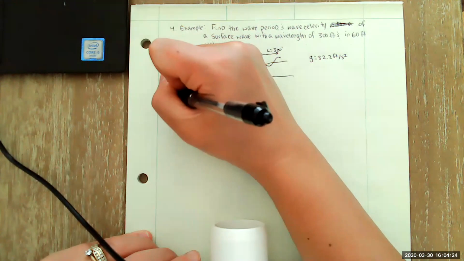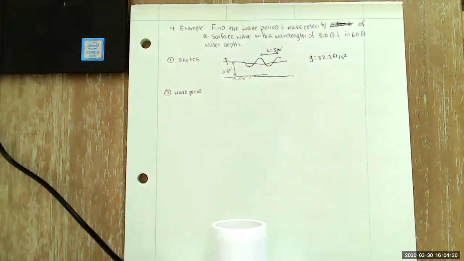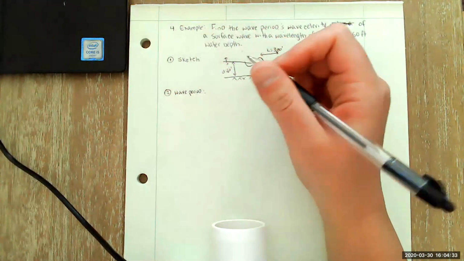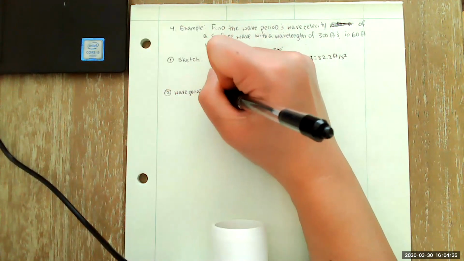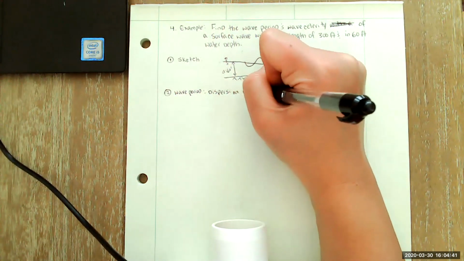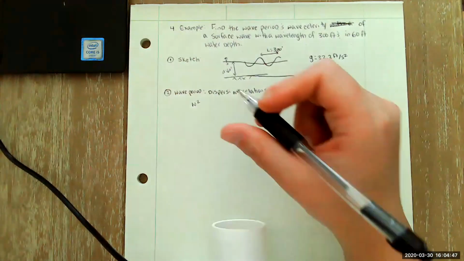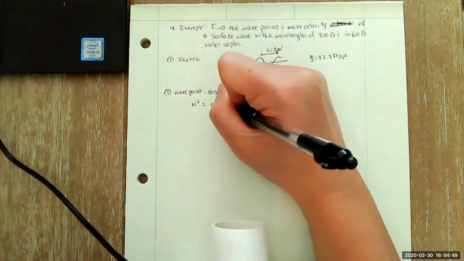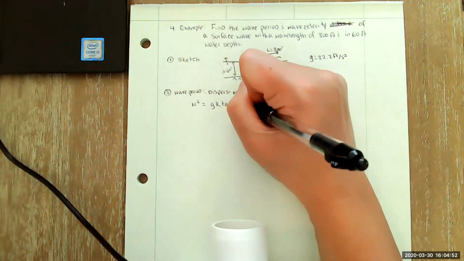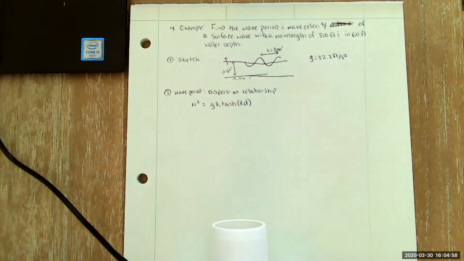So if we want to find our wave period, we just said that the dispersion relationship is how we can relate T to L. So the dispersion relationship tells us that omega squared is equal to G times K times a hyperbolic tangent of K times D. Typically when I'm doing waves problems, I almost always write down this equation first. It's usually a good place to start if I'm still trying to organize my thoughts.